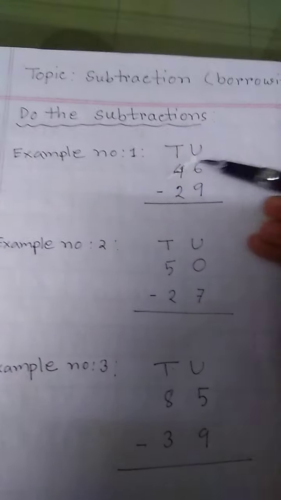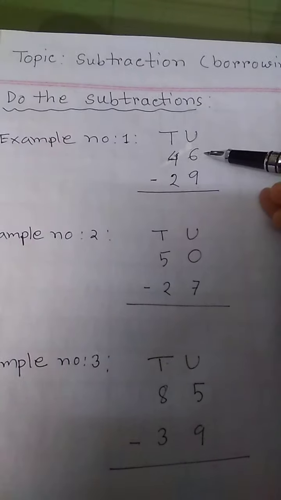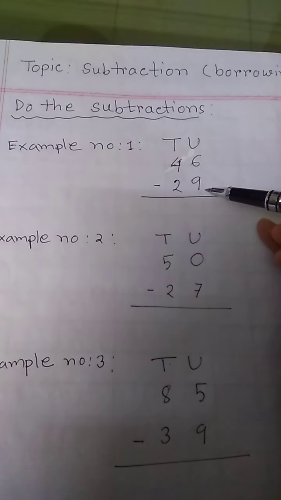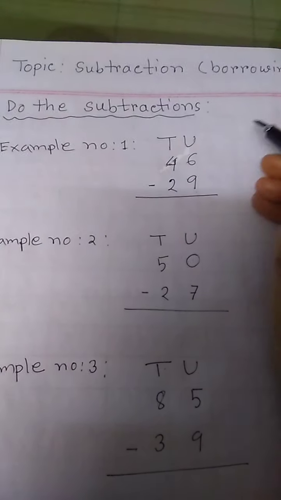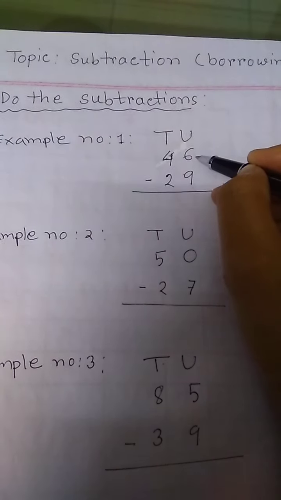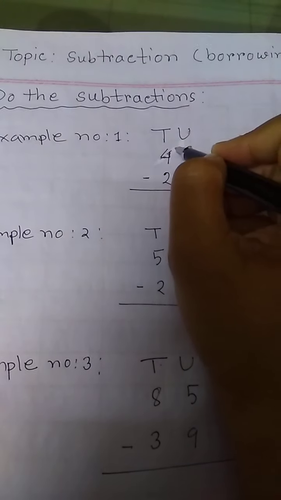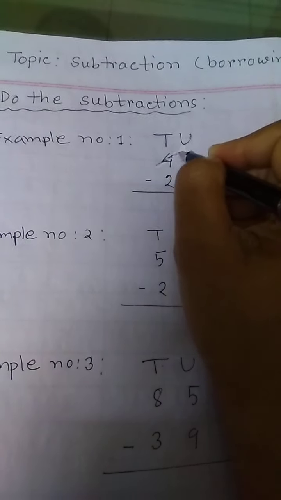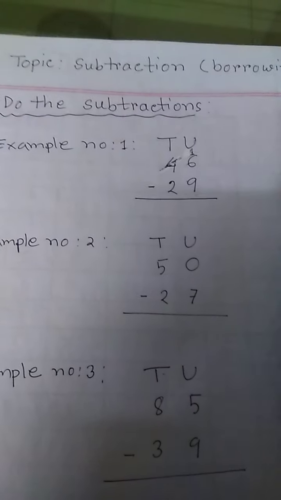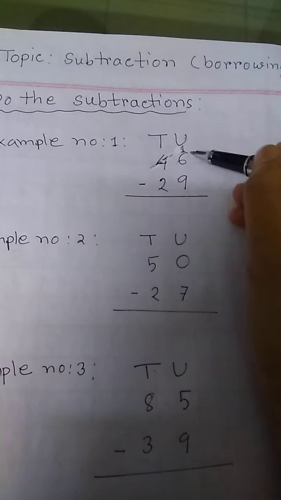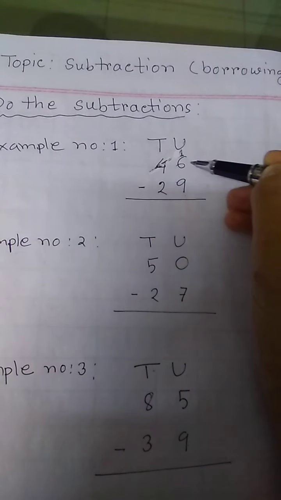Example number 1. First of all, we will do the units line. Here is 6, here is 9, right, students? Can we subtract 9 from 6? No, because 6 is smaller than 9. What can we do? We will borrow 1 from 4 tens and place it over here. Now, students, we will assume 1 and 6 together make 16.